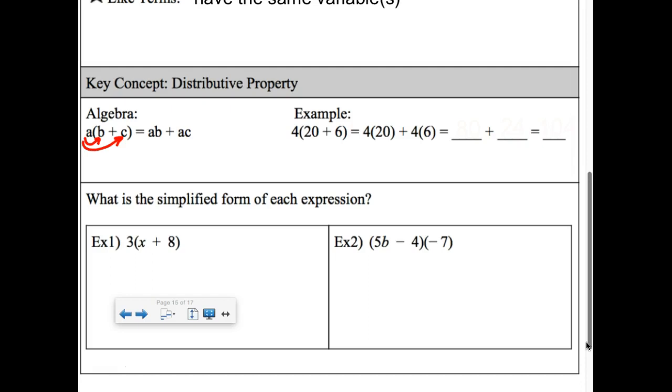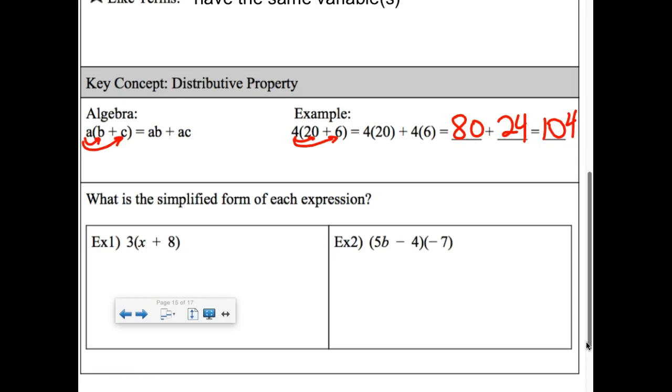If you had numbers, for example, I'm going to take this 4 and multiply it to the 20 and multiply it to the 6. So what we really have is 4 times 20, which will give us 80, plus 4 times 6, which gives us 24. And then we would add those and get 104. So as you can see here, we use distributive property to help us make problems look easier or to help us solve it. So for example, getting 104.